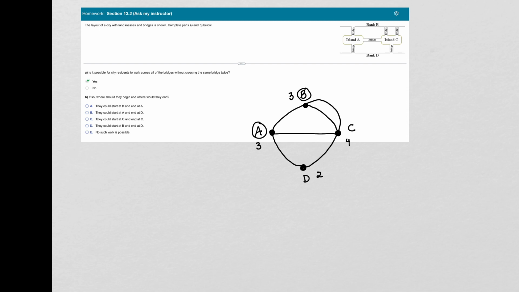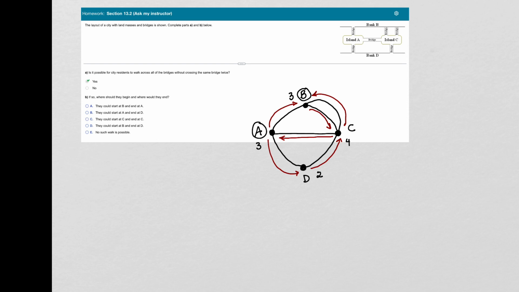Yes, because I could go from A to D, from D to C, from C to A, to B, B to C, and then finally C back to B. So you can see where you start at A, you can end at B. If you go in the reverse order, you could start at B and end at A. So my answer is yes, it is possible to do that.